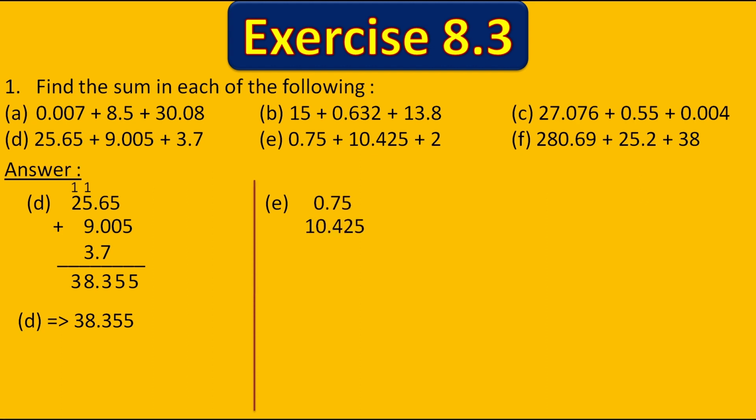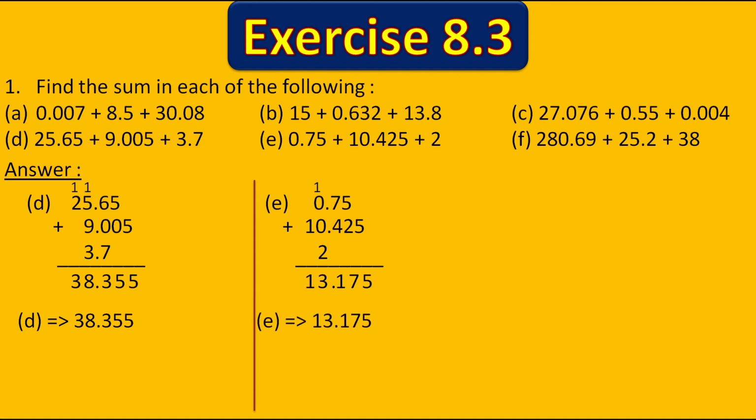Okay. Next we have 0.75, 10.425 plus 2. Okay, so here again 5 will come as it is. Now 5 plus 2 will give you 7. 7 plus 4 will give you 11. Now 1 plus 2 will give you 3. We should not forget to place decimal point. Okay, now 1 will come down as it is. So the answer is 13.175.